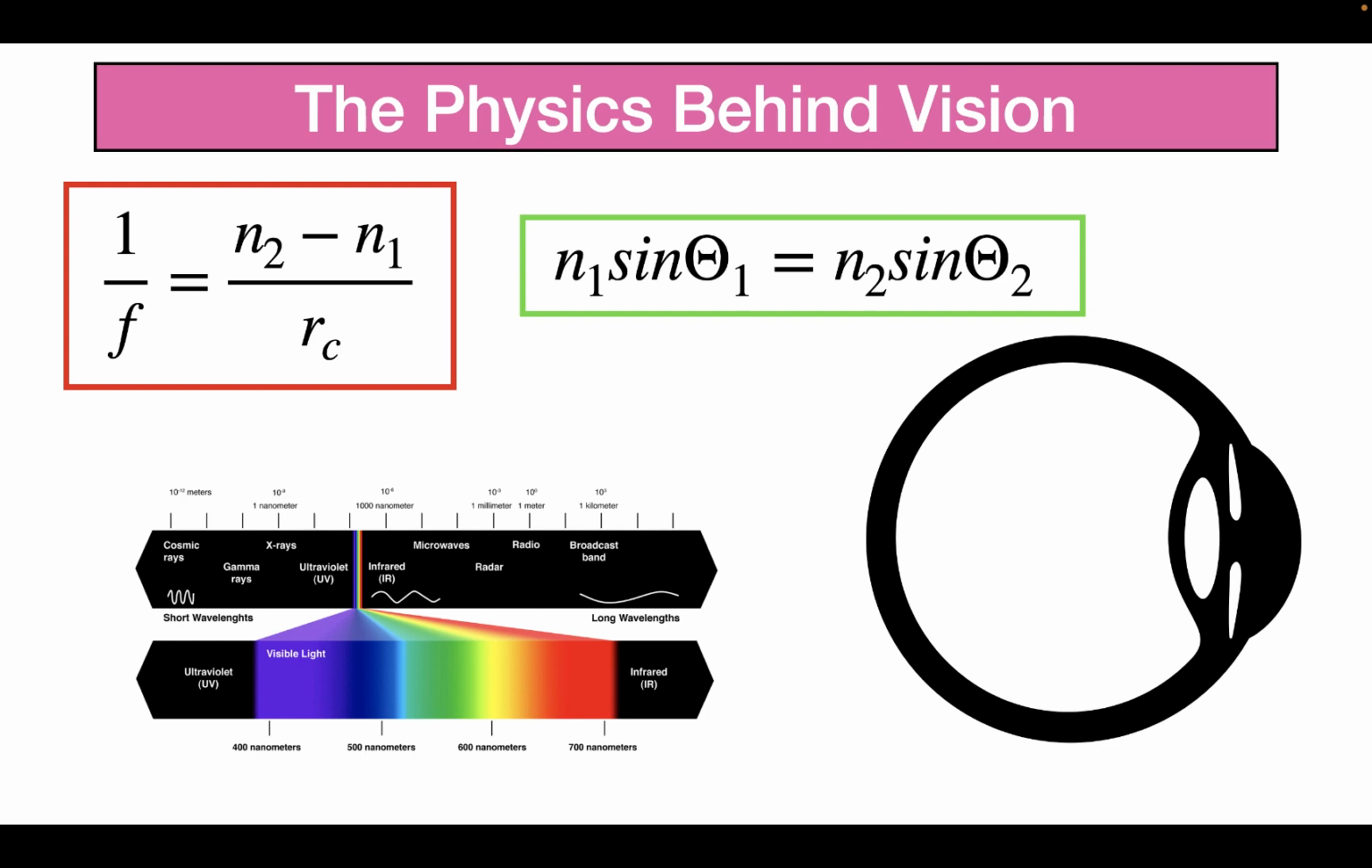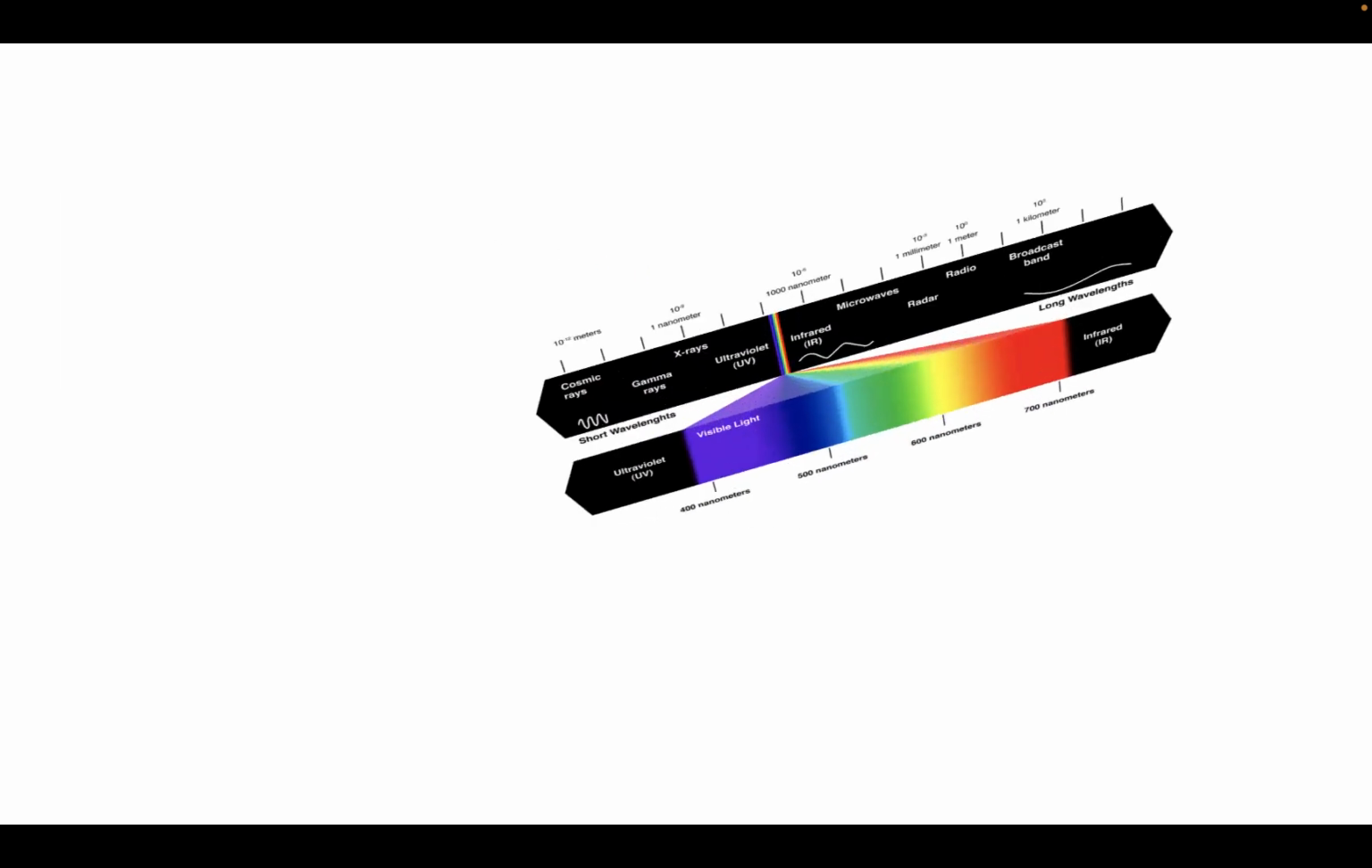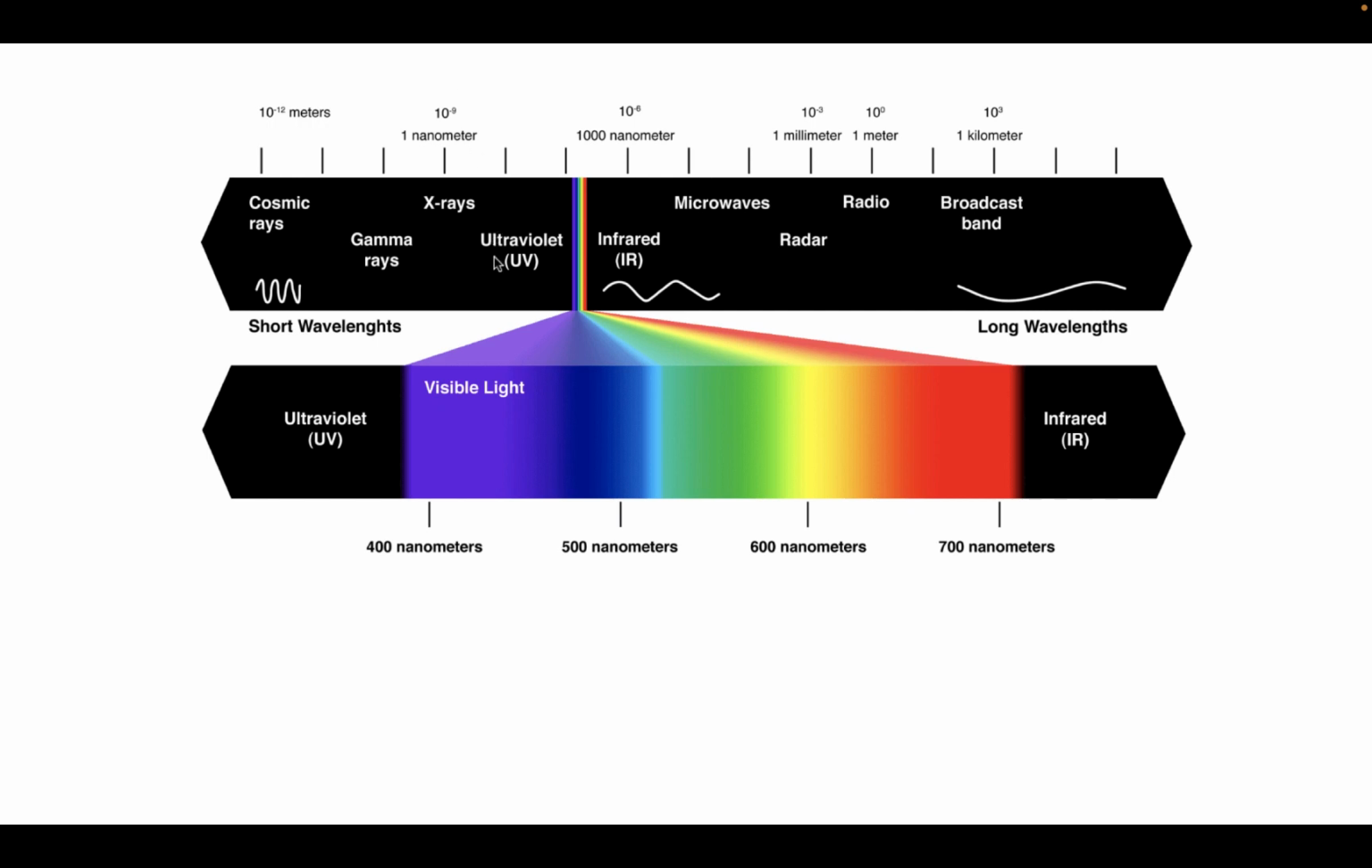In today's video we're going to talk about the physics behind vision, so with that let's give it a go. So I'd like to begin by first talking about the electromagnetic spectrum. The electromagnetic spectrum looks something like this, and it describes the spectrum of wavelengths that light can have.